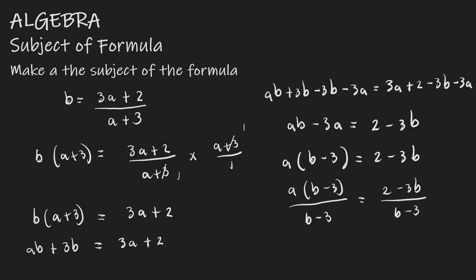I notice that I have b minus 3 in my numerator and b minus 3 in my denominator. The two of them will divide into each other. So I'm left with a is equal to 2 minus 3b divided by b minus 3. I now have made a the subject of my formula, and a is equal to 2 minus 3b divided by b minus 3. That is my answer.